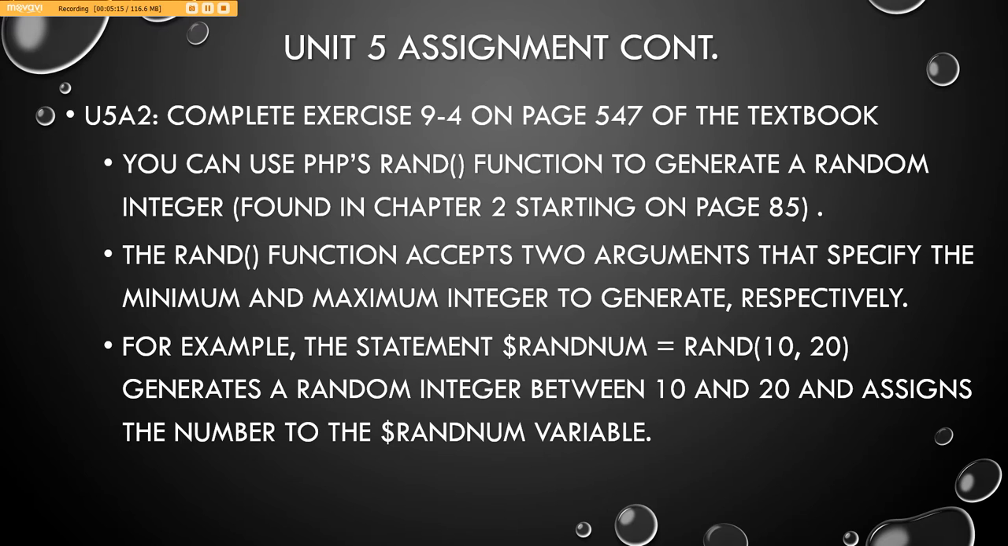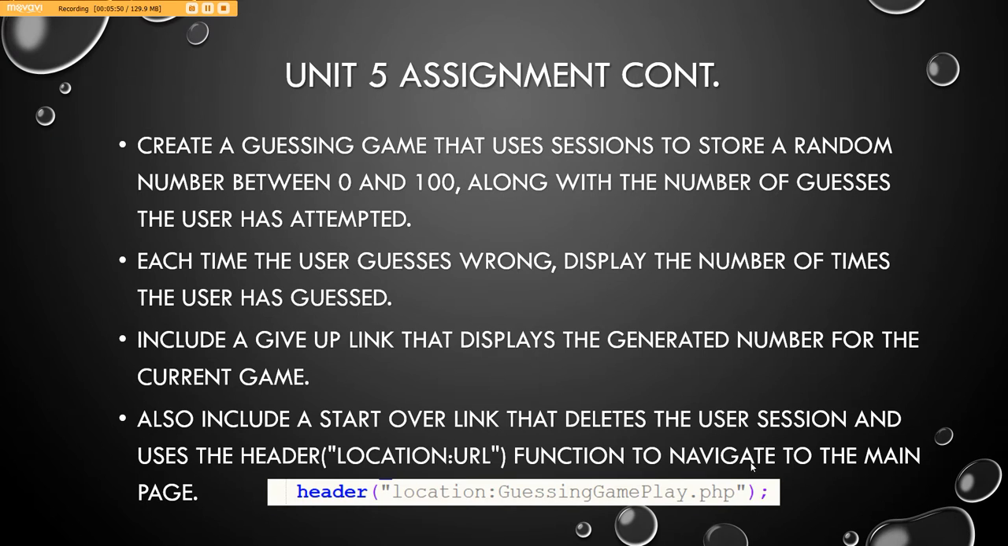So the next part of the assignment is U5A2. You're to complete exercise 9.4 on page 547 of the textbook. You can use PHP's rand function to generate a random integer, and that's found in chapter 2 starting on page 85. The rand function accepts two arguments that specify the minimum and maximum integer to generate respectively. For example, the statement $random = rand(10, 20) generates a random integer between 10 and 20 and assigns the number to the random variable. So that's basically what you're going to do.